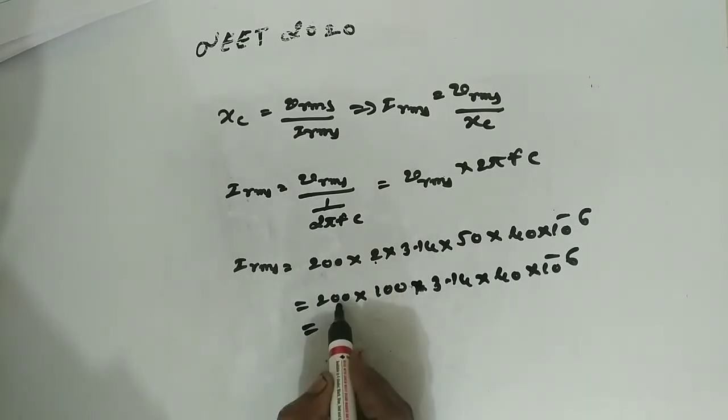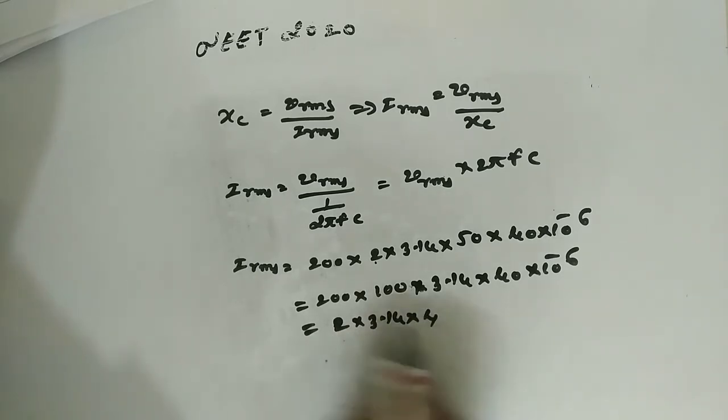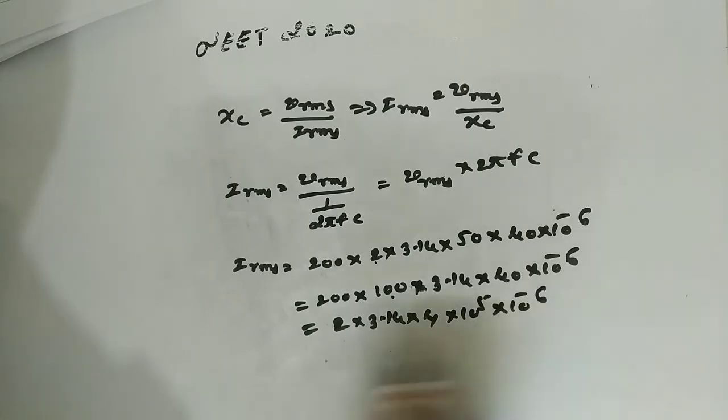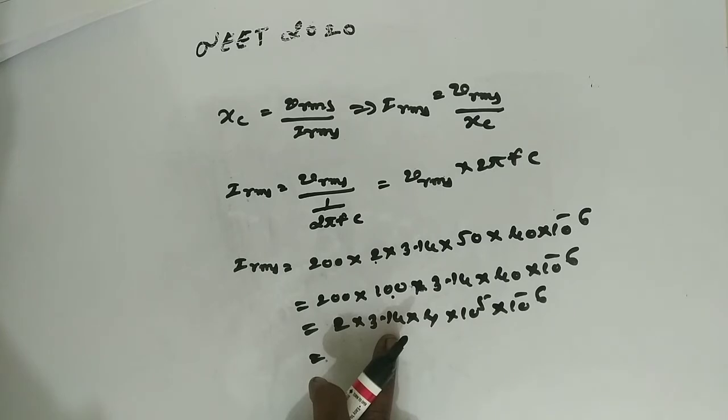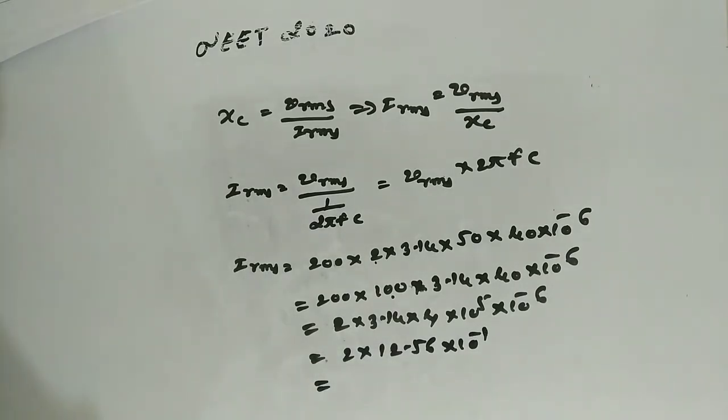So 2 4 zeros. 2 into 3.14 into 4. 4 plus 1, 5 zeros. 10 to the power of 5. This is 10 to the power of minus 6. Check it. 3.14 is nothing but 12.56. 2 into 12.56 into 10 to the power of minus 1. 12.5 into 2 is nothing but 25, so 25.12 into 10 to the power of minus 1.